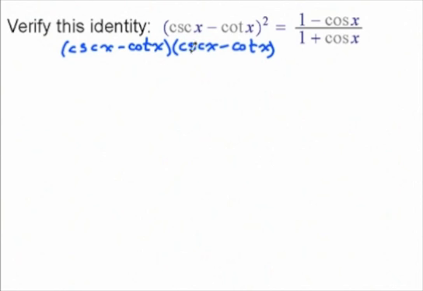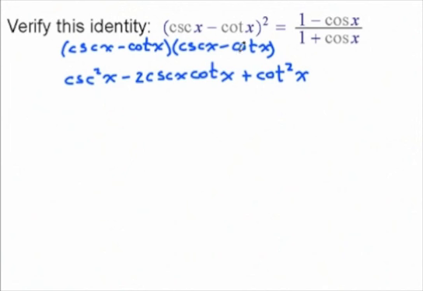Alright, so cosecant times cosecant is cosecant squared x. We're going to get minus cotangent cosecant and another minus cosecant cotangent, so that'll be minus 2 cosecant x cotangent x. And then finally, negative cotangent x times negative cotangent x is positive cotangent squared x.